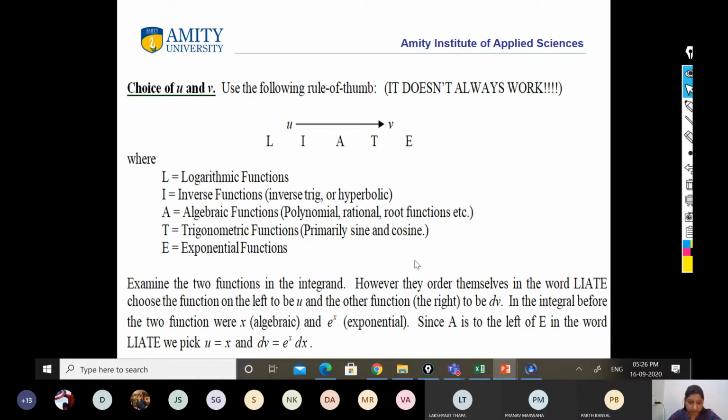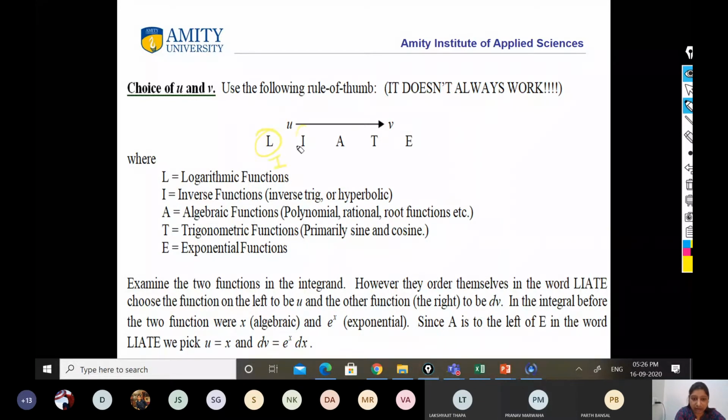Okay, we'll take it as ILATE. This is I and this is L. Right, I for inverse trigonometric function, L for logarithmic, A for algebraic functions, which involve polynomial, rational, and root functions, then T for trigonometric functions, and then E for exponential function.